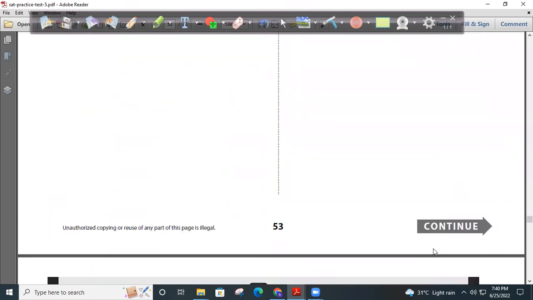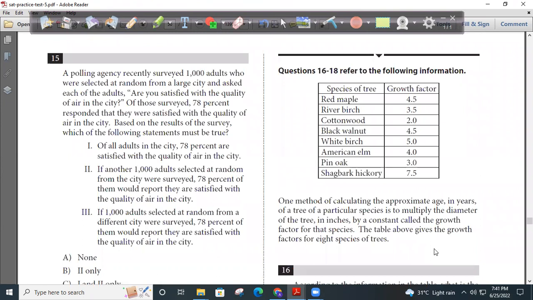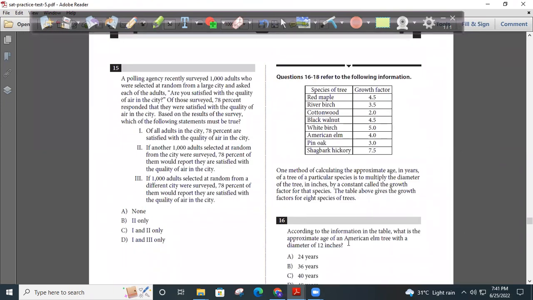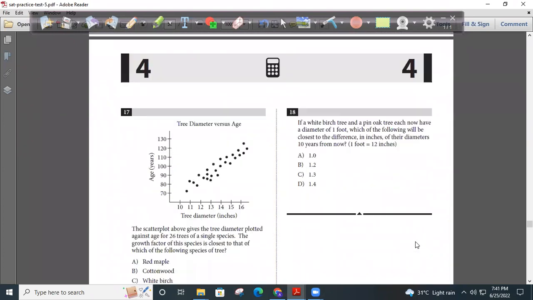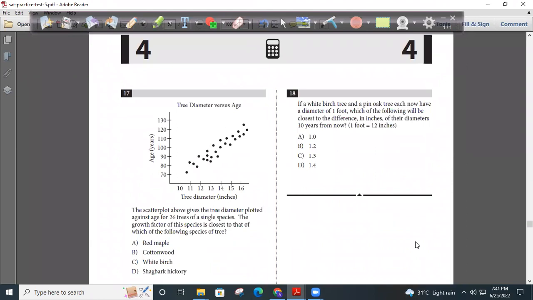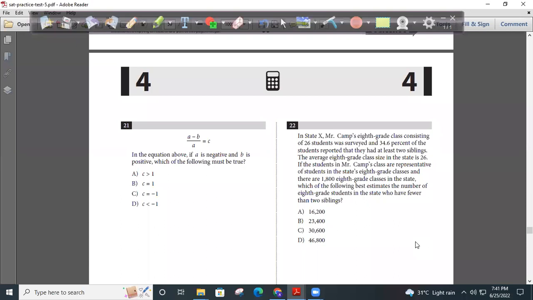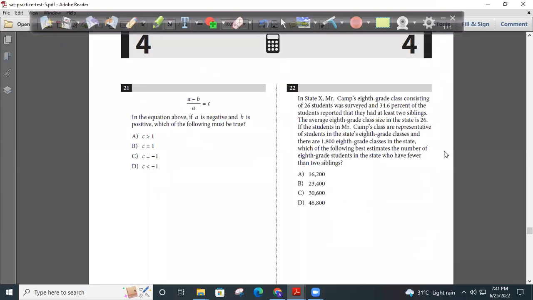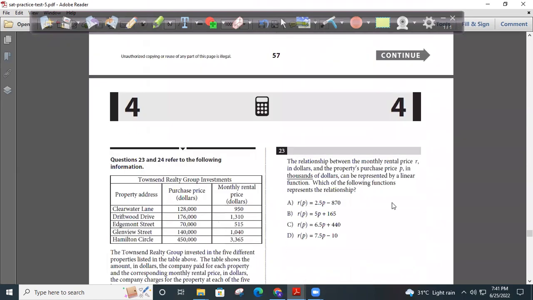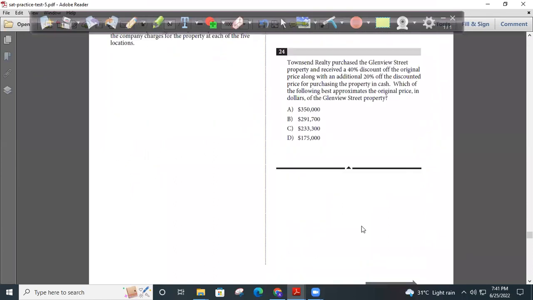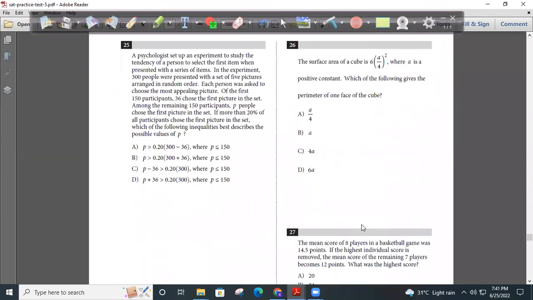Probability, there is probability. We'll do it in one class. Yeah, this looks like something. What is the approximate age of the American tree with a diameter of 12 inches? If I miss anything, if you find it, please let me know here. If the students in the class represent the number of students with more than 2 siblings. Which of the following is the approximate price of the property? This one is no.